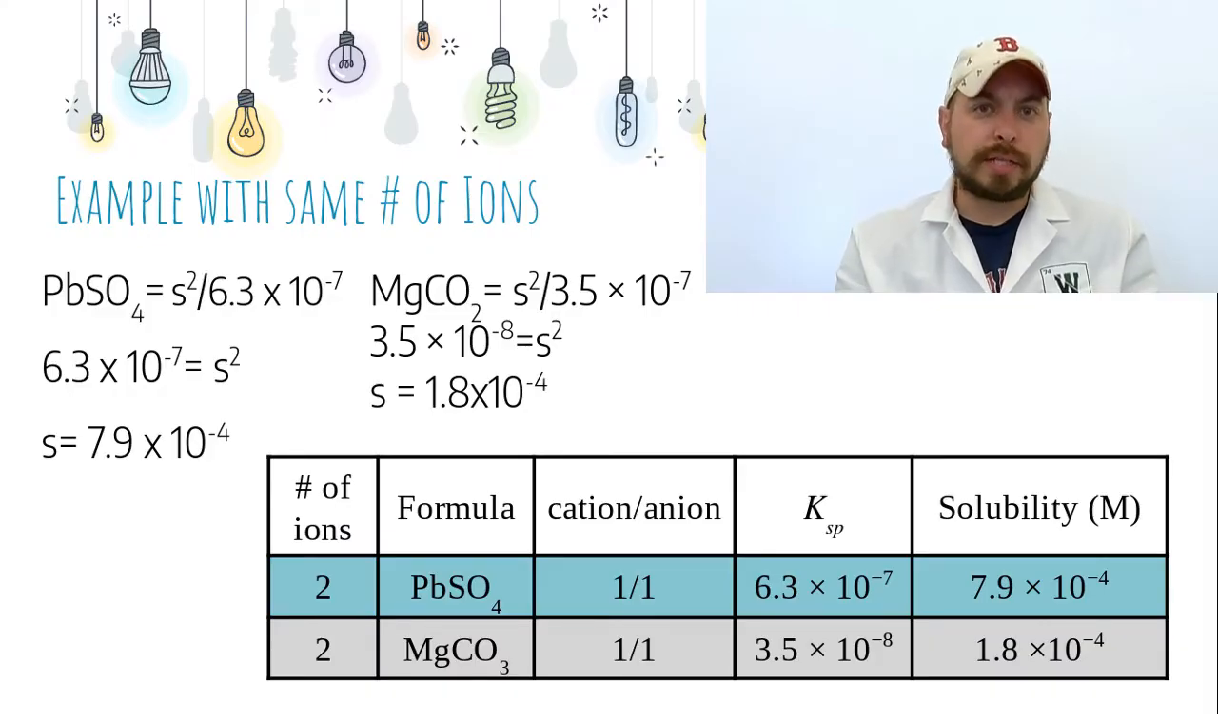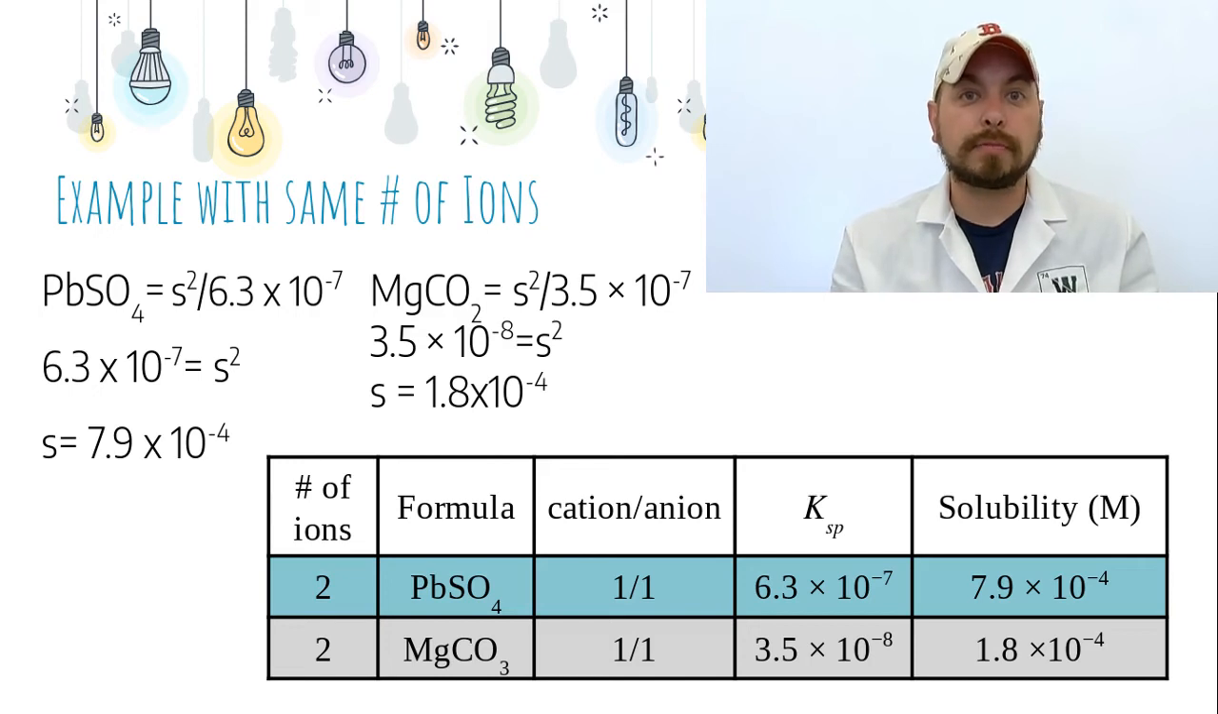So let's just do an example. These two compounds, lead(II) sulfate and magnesium carbonate, both have 2 ions. They have 1 cation and 1 anion. Now, when we're comparing these two, we're going to have given the Ksps. So the Ksp of the lead(II) sulfate is 6.3 times 10 to the negative 7th, and the Ksp for the magnesium carbonate is 3.5 times 10 to the negative 8th.